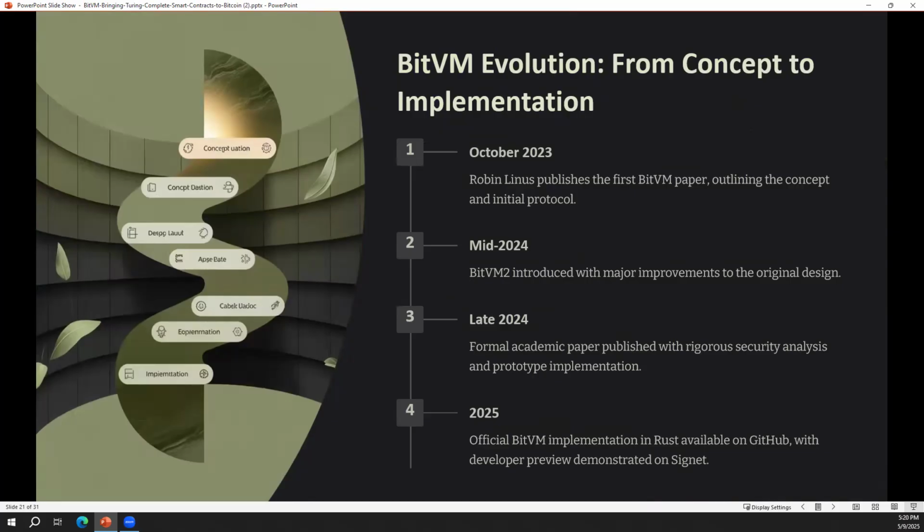So this is the timeline from concept to implementation. In October 2023, Robin Linus published the first BitVM paper outlining the concept and initial protocol. Then in mid 2024, BitVM2 was introduced with major improvements to the original design. In late 2024, a formal academic paper was published with rigorous security analysis and a prototype implementation. And in 2025, an official BitVM implementation in Rust became available on GitHub, with a developer preview demonstrated on Signet.